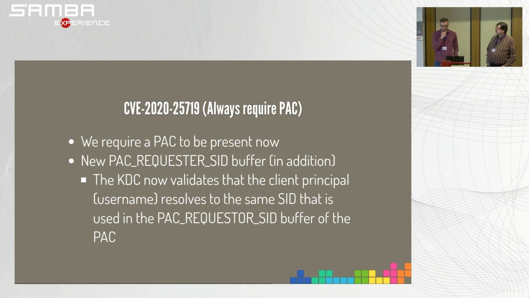So one of the CVEs, the first one, was to always require a PAC, but also there is now an additional PAC buffer called the PAC Requester SID. And this buffer holds the SID of the name of the ticket, and this way you can validate that the client principal, the username more or less, resolves to the same SID as in the PAC Requester SID. And if they match, everything is fine, and if there is a mismatch, then you just don't give it access.